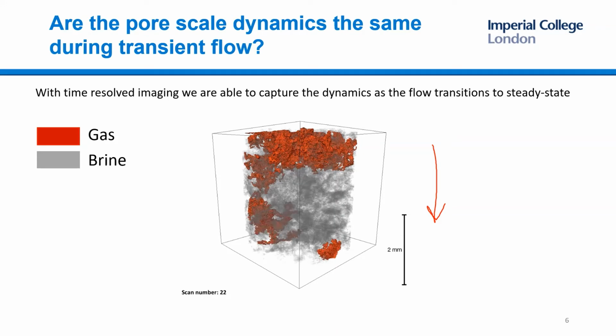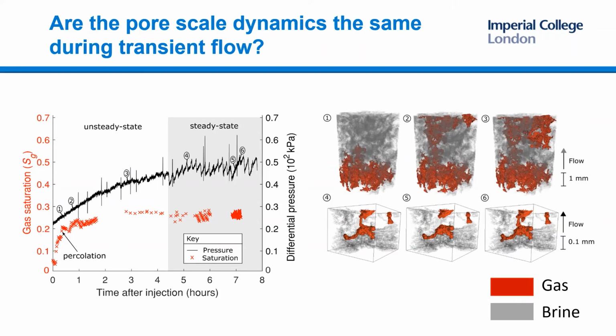And at some point, it propagates across the field of view. And then after this, it can continue to fill the pore space as we still haven't reached steady state, as we only image the middle section of the sample. And this shows just the transition to steady state for the entire experiment. So on the left-hand side is a figure of the gas saturation on the y-axis in red, and the differential pressure across the sample on the y-axis in black.